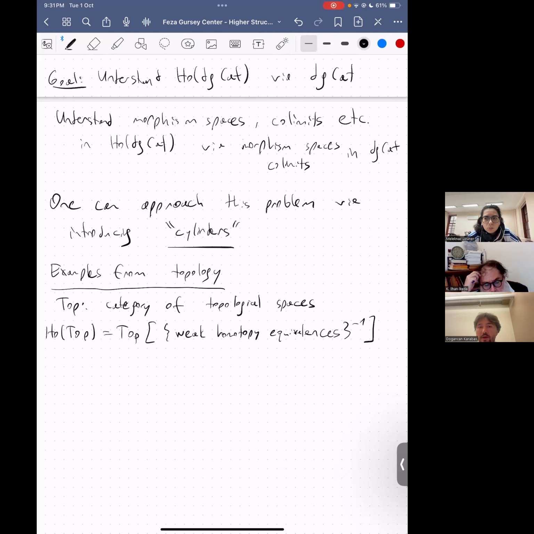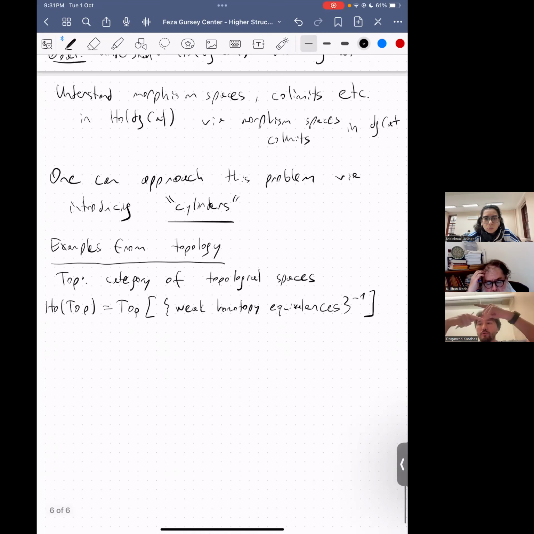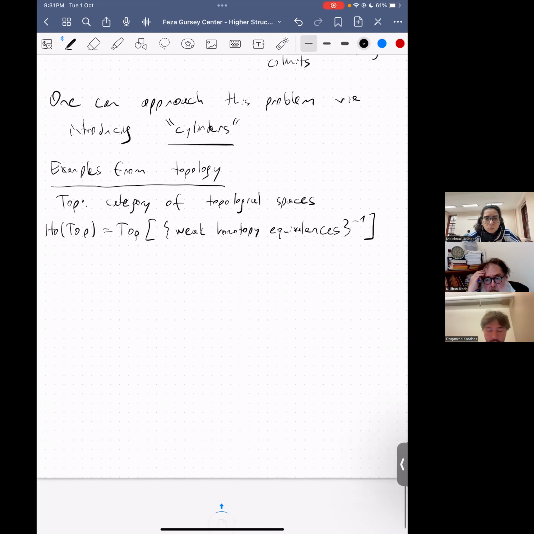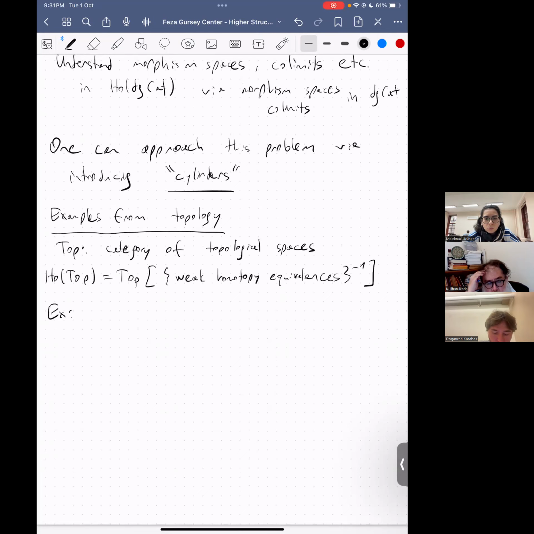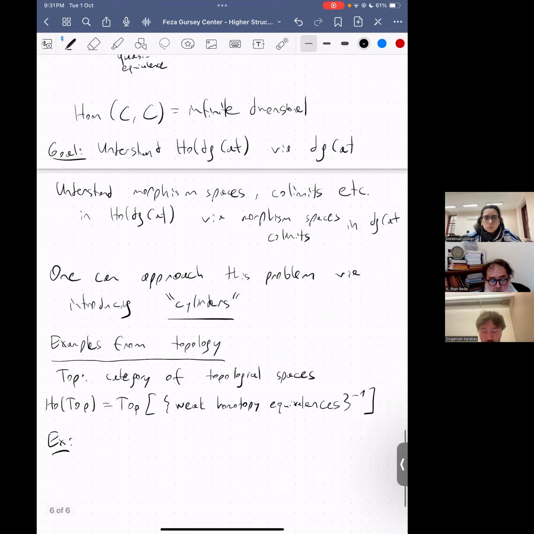So basically, I will take the category of topological spaces and I will invert weak homotopy equivalences. I will make them invertible. Normally, they don't need to be invertible. They don't need to have a continuous inverse. So an example is, but before this, maybe let me stop and ask, any question you have so far?